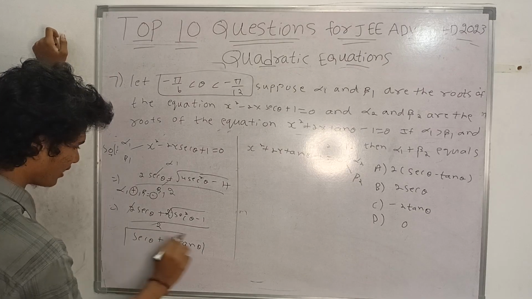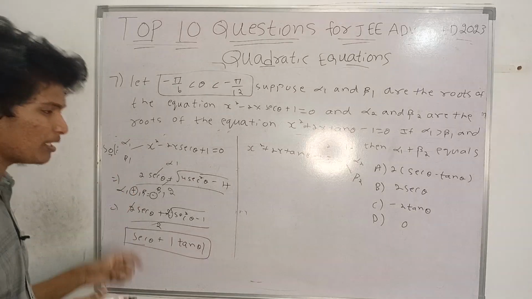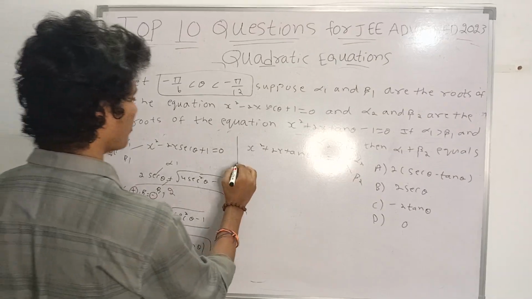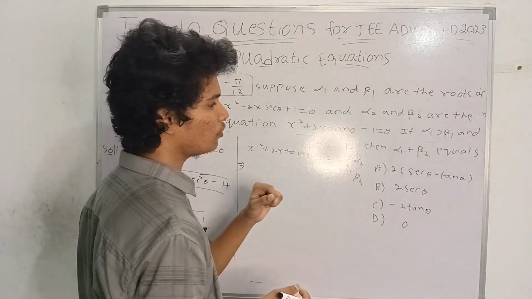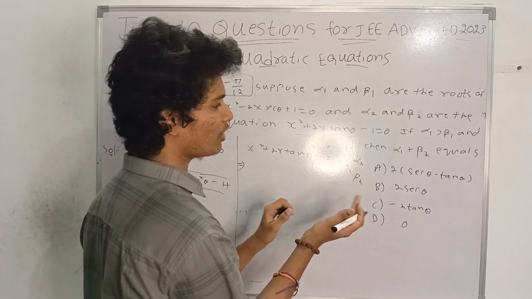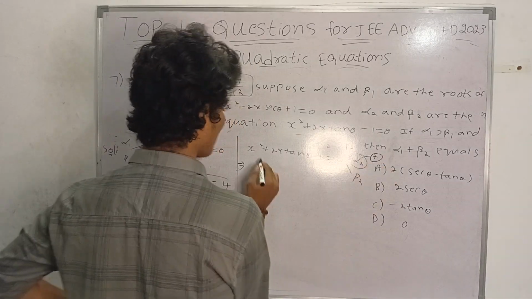Remember guys, it is mod tan theta. This is the thing I got, because alpha 1 is positive, beta 1 is negative. And for this they have given alpha 2 is positive, that means alpha 2 is greater than beta 2. What can we see? Alpha 2 is positive, we can take from this equation.